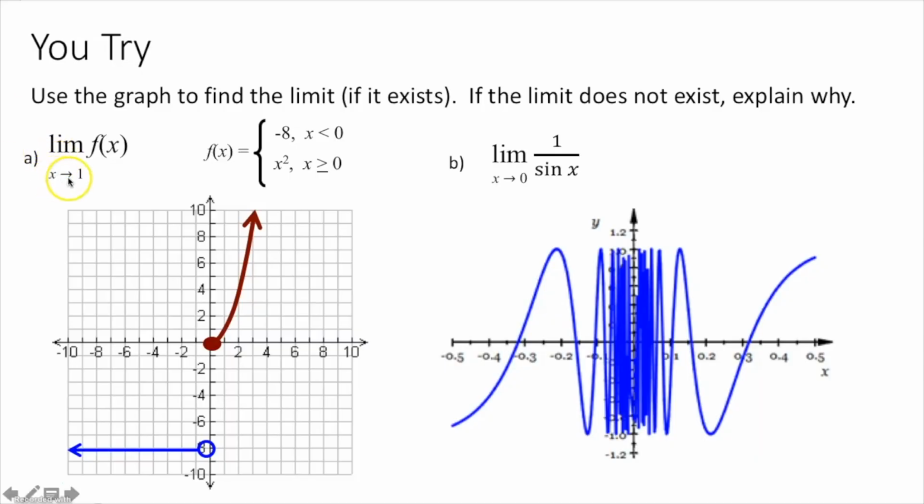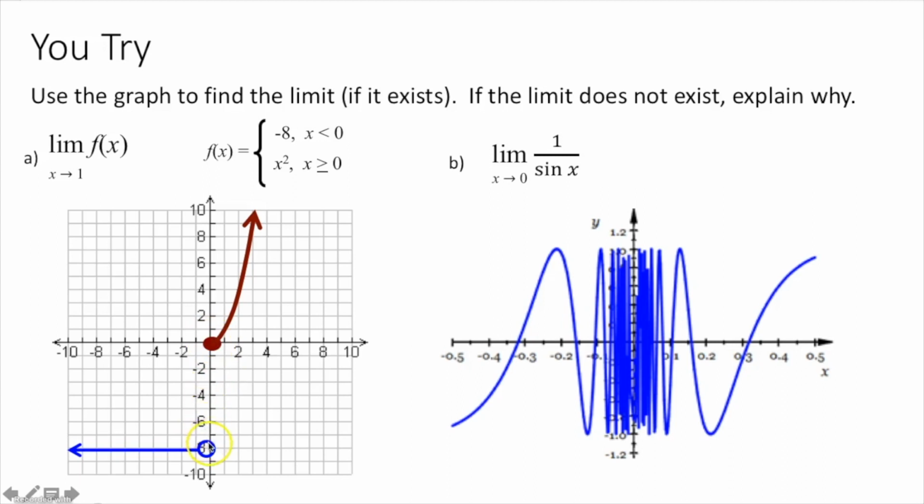Okay, we're finding the limit as x approaches 1 of f of x, and f of x is a piecewise function. F of x equals -8 when x is less than 0, that would be this portion right here. And f of x is equal to x squared when x is greater than or equal to 0, so that would be this part right here. Now don't let this confuse you. It's asking for the limit as x approaches 1, not the limit as x approaches 0.